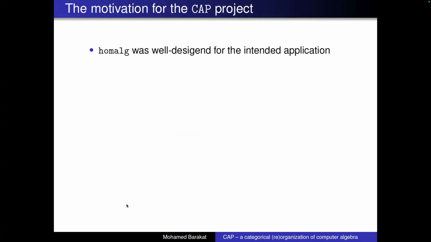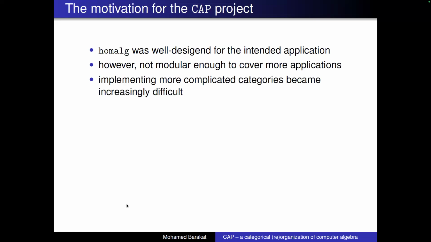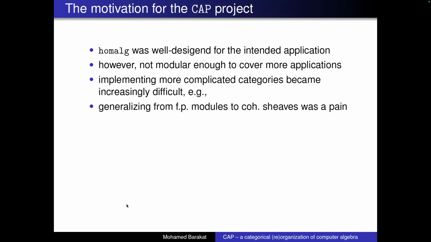So we had a software which was called HOMALG for homological algebra. So this software was well designed for the intended application, and we didn't have many applications, so it was good enough. The only problem was that at that point, I wouldn't have been able to engage with Juan because the software was not modular enough to cover more applications. And implementing more complicated categories became increasingly difficult. So I already had categories of modules and so on. And then the next step was to implement categories of coherent sheaves. And this was already a pain.